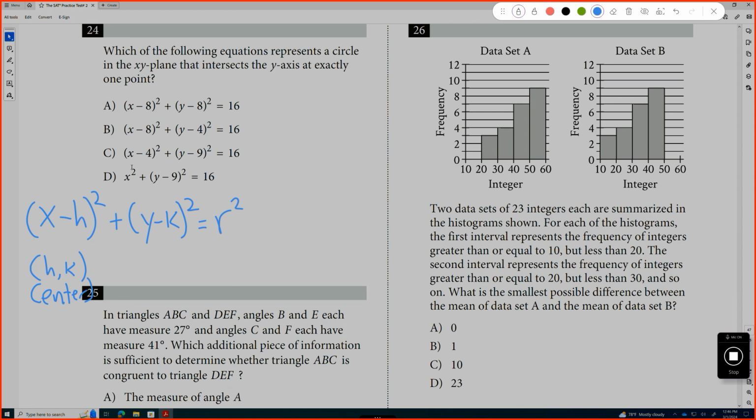Okay, so if we look at all my choices, the radius squared is 16. If the radius squared is 16, it follows that the radius itself is the square root of 16. So take the square root, and the radius is 4. 16 is 4 squared.